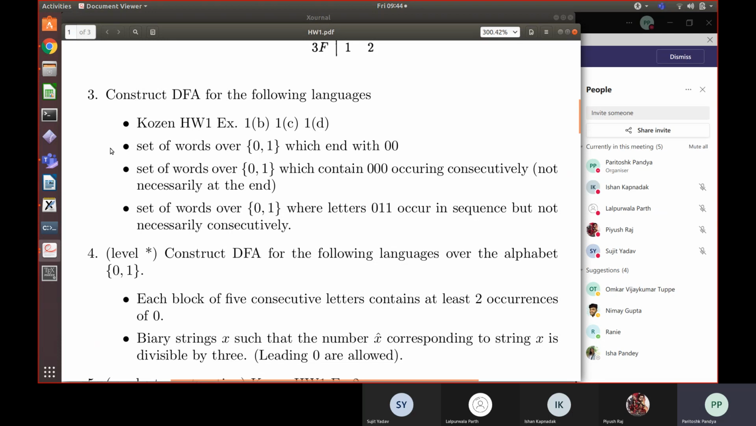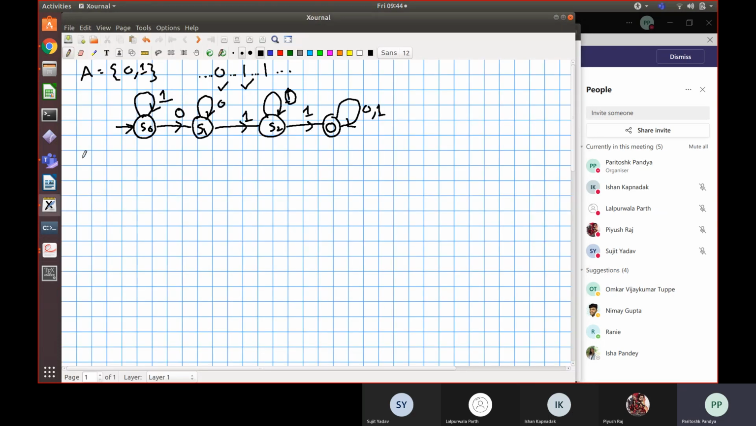Okay, what about this 3B? 3 bullet. Set of all words over 0, 1 which end with a 0, 0. But we want a DFA this time. Okay, so let me try. Let me start. What is the question? All words ending with 0, 0, right? Now an NFA for this would be easy, no?